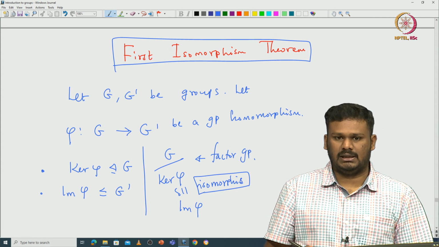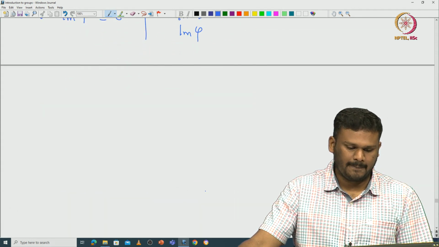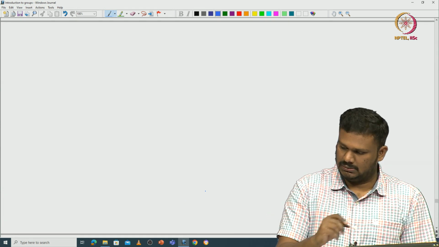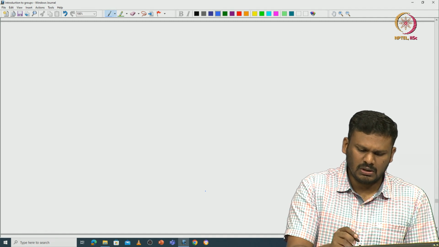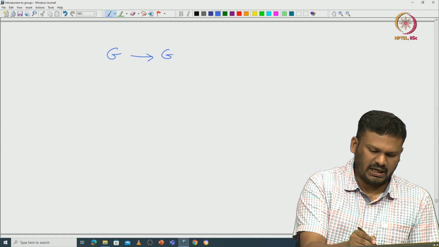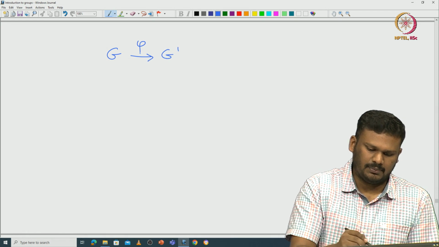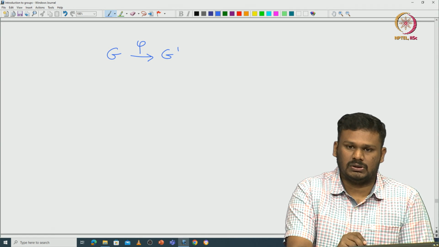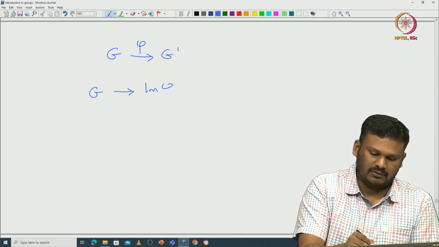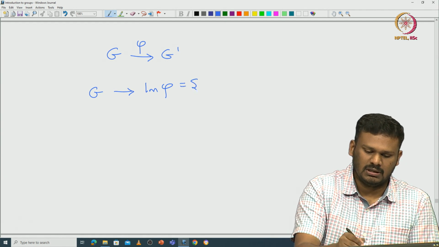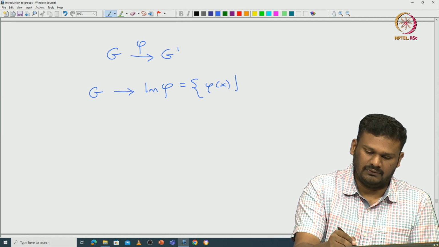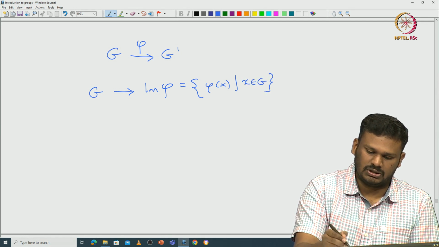So let us see how one can prove this, and then we will also see some examples to understand this better. You have a map from G to G dash. This map can be thought of as a map from G to just the image of phi. So what is the image of phi? This is all the images of elements of capital G.